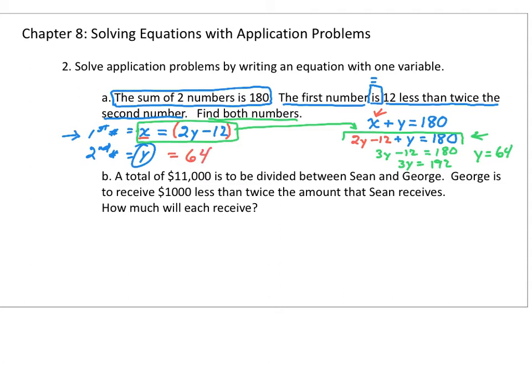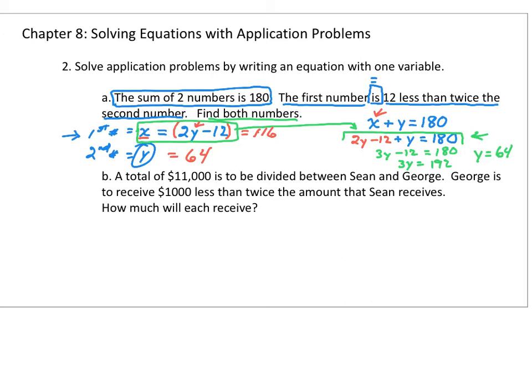There's two ways to find the first number, and you should probably use both ways. One way is to take the 64 and put it in place of the y right there, and that's 2 times 64, which is 128. 128 minus 12 would be 116.